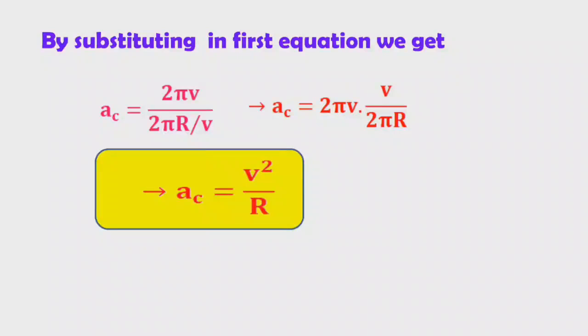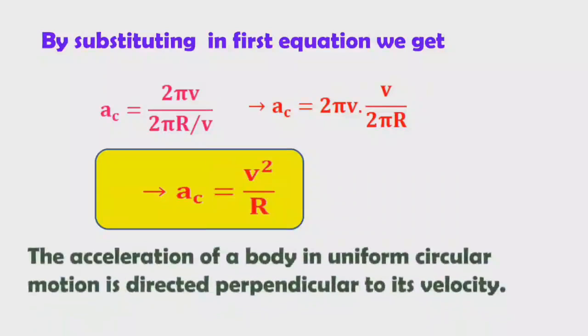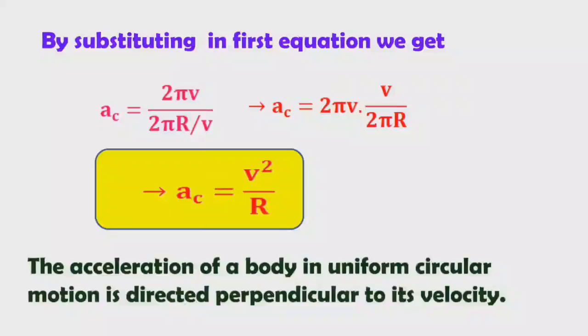This is a very important formula: ac is equal to v square by r. ac is nothing but the acceleration in uniform circular motion. The acceleration of a body in uniform circular motion is directed perpendicular to its velocity. Already you know, velocity always acts in the tangential direction.